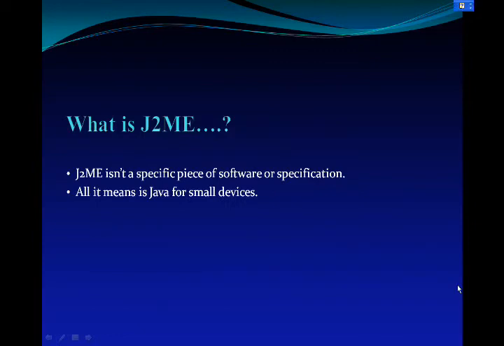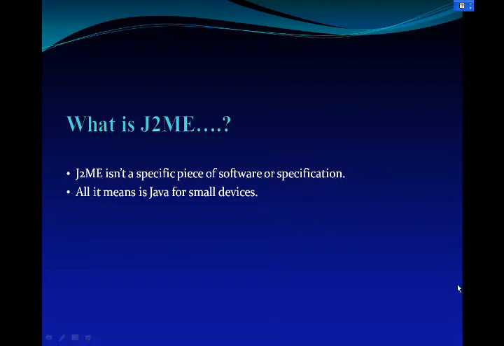Small devices range in size from pagers, mobile phones, and personal digital assistants, PDAs, all the way up to things like set-top boxes that are just shy of being desktop PCs. J2ME is divided into configurations, profiles, and optional APIs, which provide specific information about APIs and different families of devices.